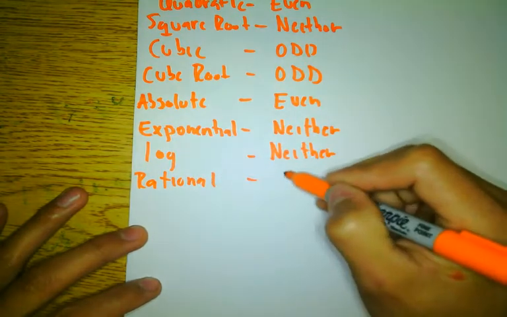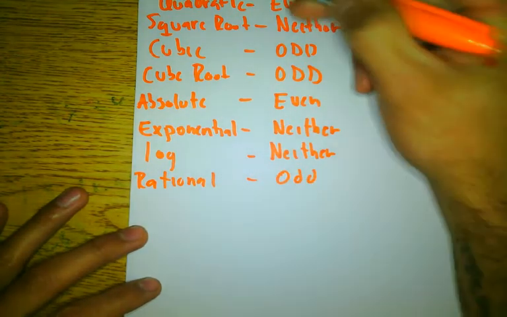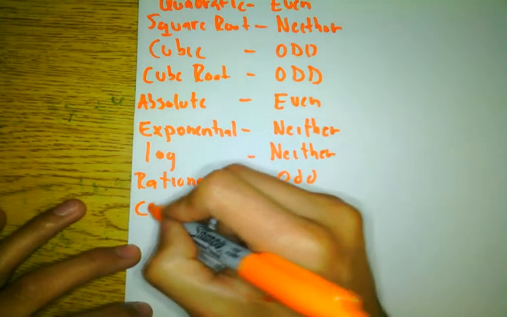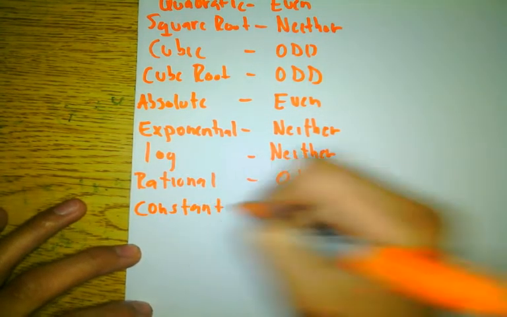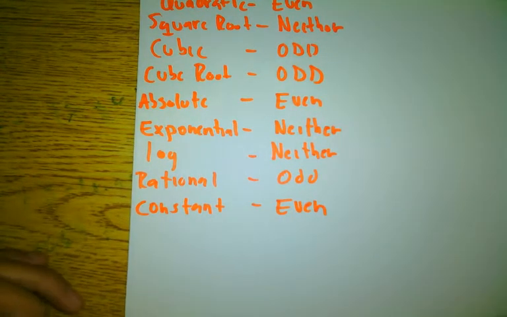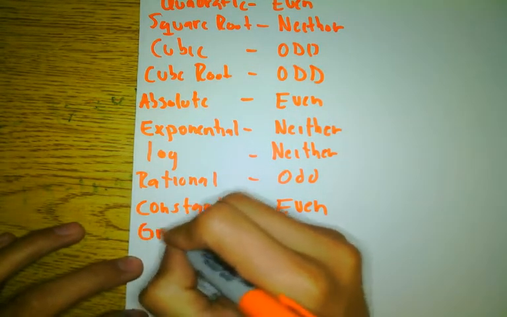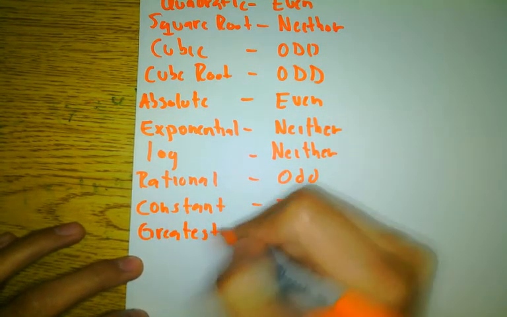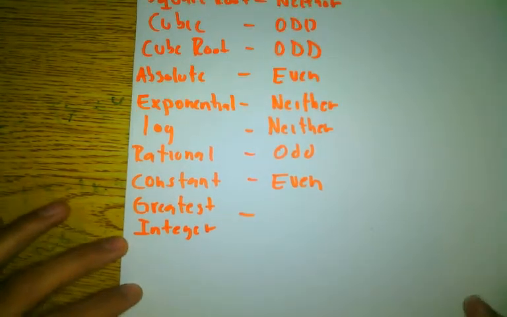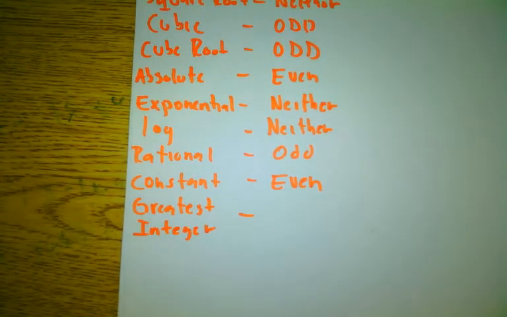Good. It's odd. That's 1, 2, 3, 4, 5, 6, 7, 8, 9. What am I missing? Constant. The constant's going to be even. Cool? And then the last one, that's 10, right? The last one is the greatest integer function. Even, odd, or neither? It's going to be neither.